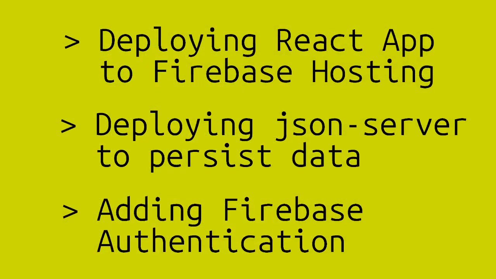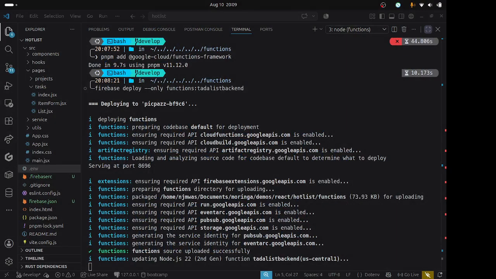So again, this is what we want to achieve. We have already achieved the first, deploying a React application to Firebase Hosting. We have also managed to set up a json-server backend, and now we are in the process of deploying that backend. So that is what is happening.